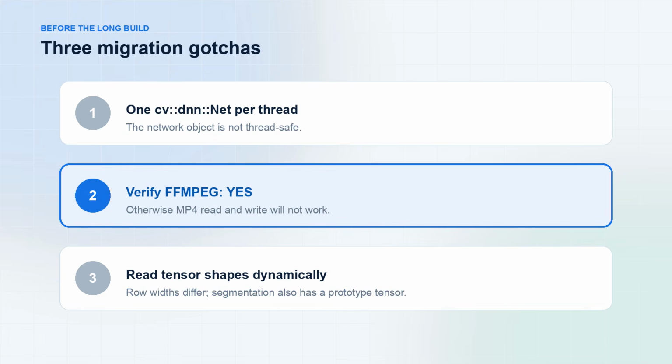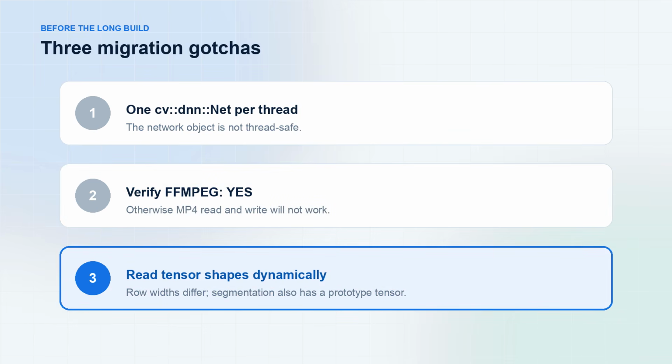Second, always verify that FFmpeg says yes in your configuration summary before committing to that long CMake build process. And third, always read your output tensors dynamically by their shape, like reading the row and column counts directly from the matrix, so your parser stays robust and doesn't crash no matter which model you decide to load.